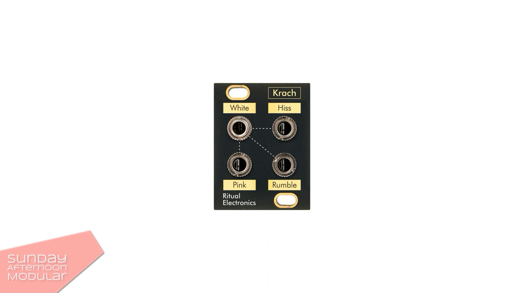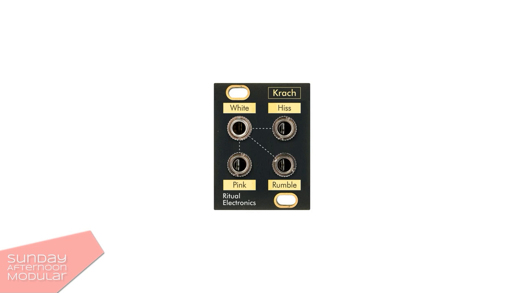All this module has is four outputs, and that's it. One for white noise, one for pink noise, one for hiss, and one for rumble. So four different colors of noise. Now, the base noise Krach generates is white noise. Pink noise is derived from it with a 3 dB per octave low-pass filter. Hiss is obtained from white noise using a slightly resonant high-pass filter. And rumble is created from pink noise with the help of a very, very low-pass filter.